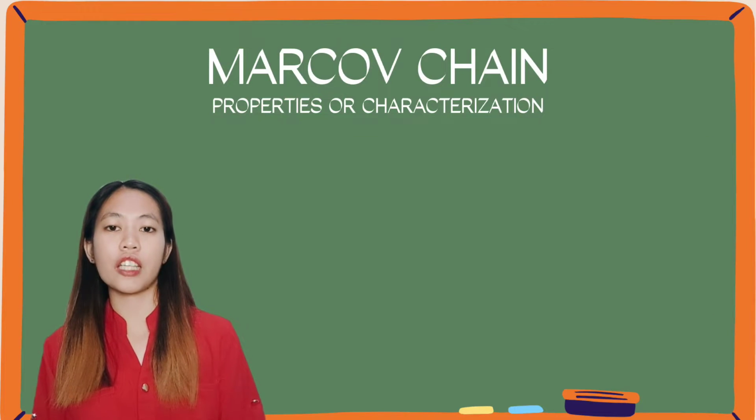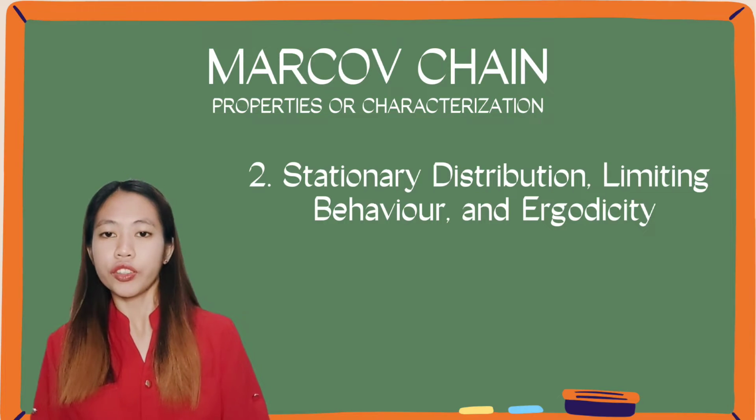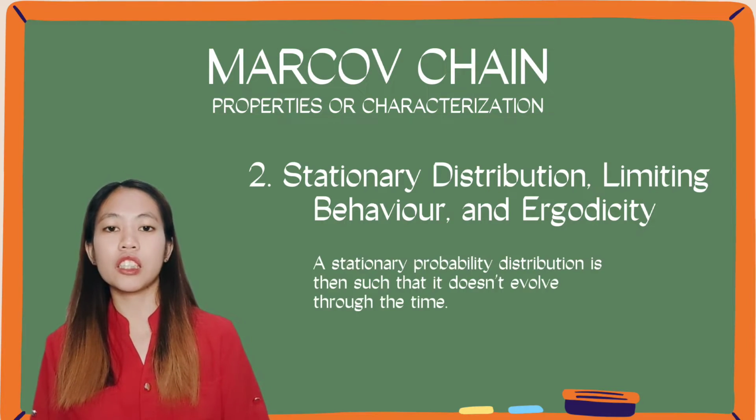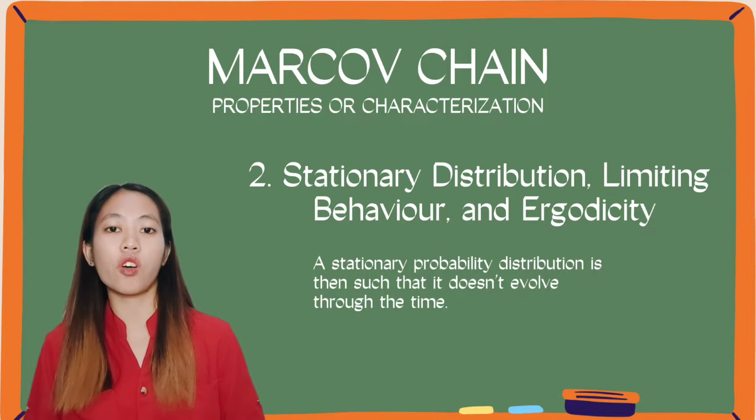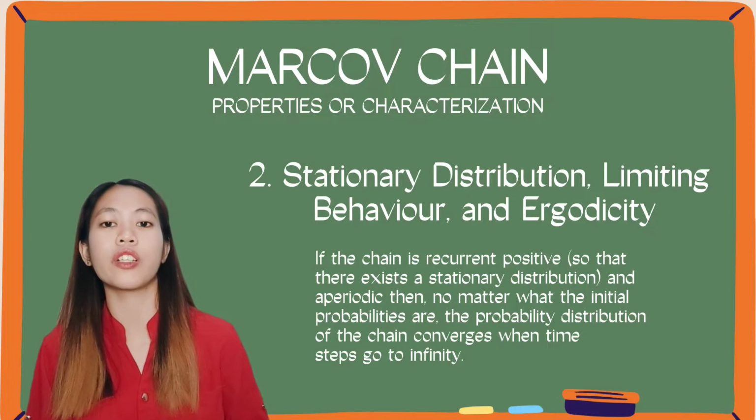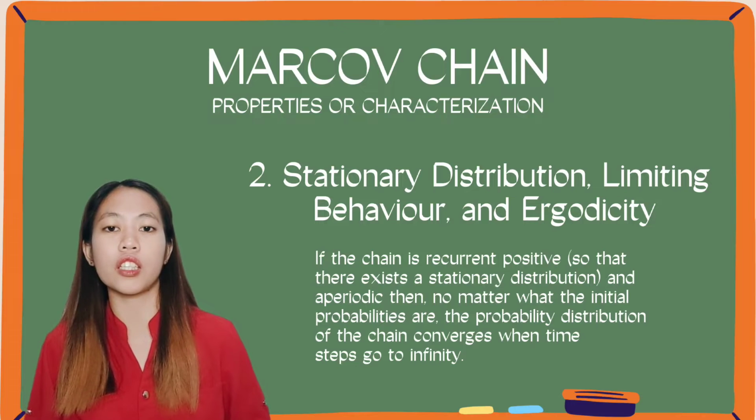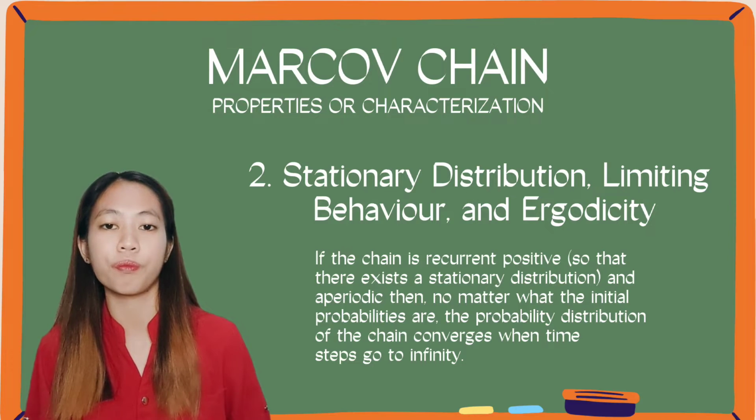Second is stationary distribution, limiting behavior, and ergodicity. A stationary probability distribution is one that doesn't evolve through time. If the chain is positive recurrent, so that there exists a stationary distribution, and aperiodic, then no matter what the initial probabilities are, the probability distribution of the chain converges when time steps go to infinity. The chain is said to have a limiting distribution that is nothing else than the stationary distribution.